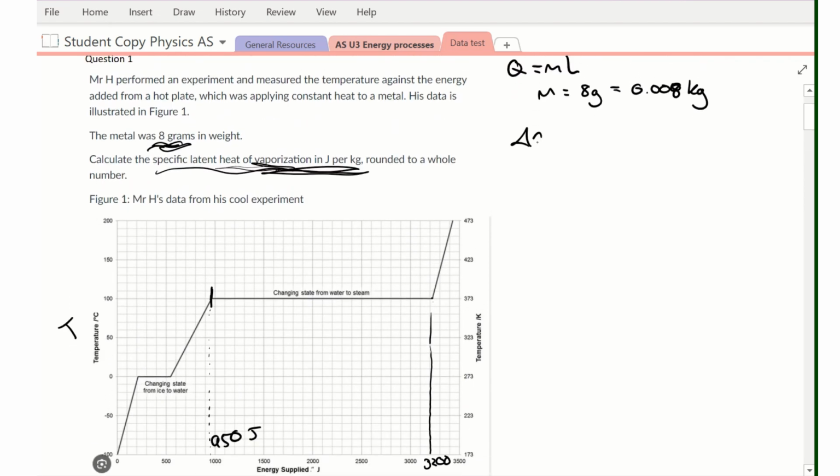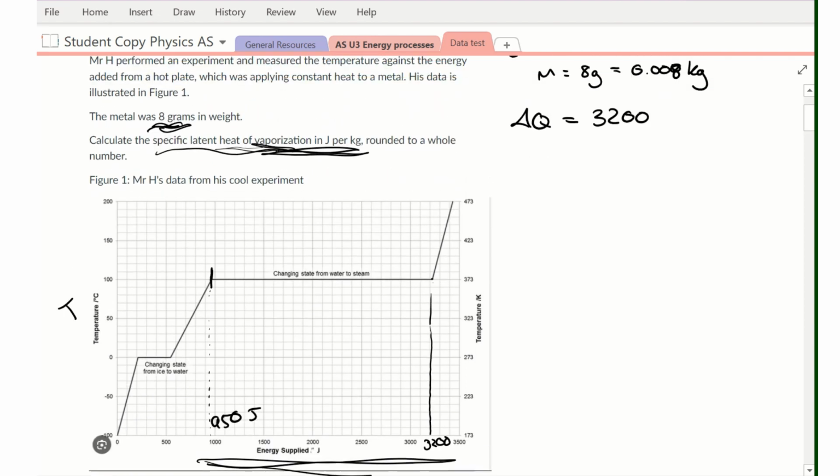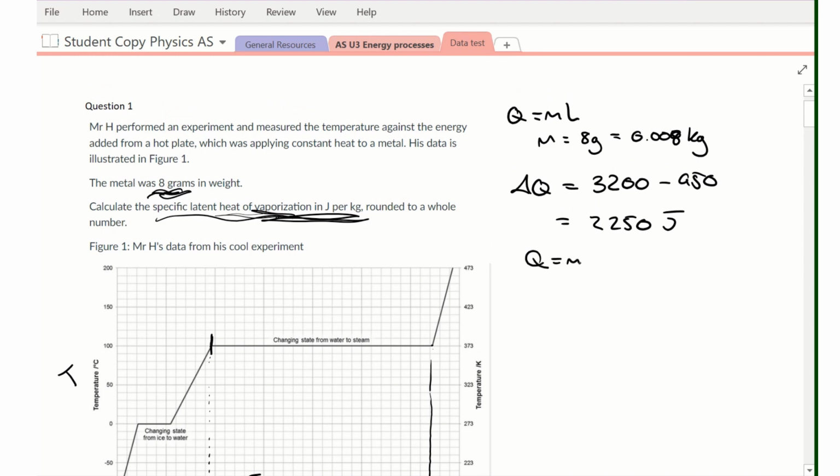So let's take a look. Our Q for this region is going to be the maximum take the minimum, 3,200. Our max minus that minimum amount is 950. That's going to be 2,250 joules. And now we've got everything we need. Q is equal to mL. So 2,250 is equal to 0.008 L. Remembering we needed to convert that to kilograms. Divide by that on both sides. 0.8. And that's going to give us our answer.